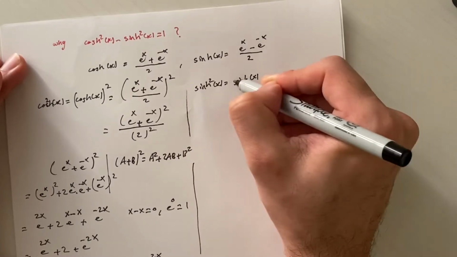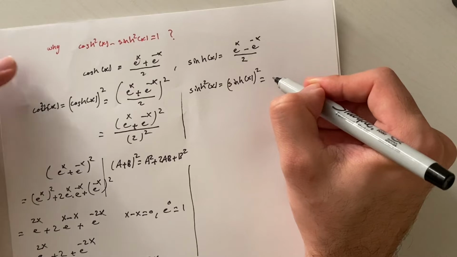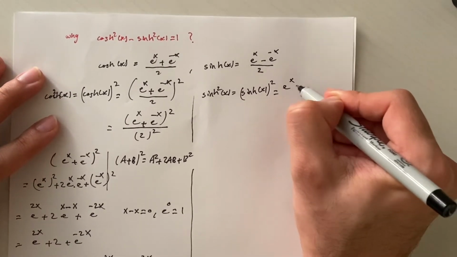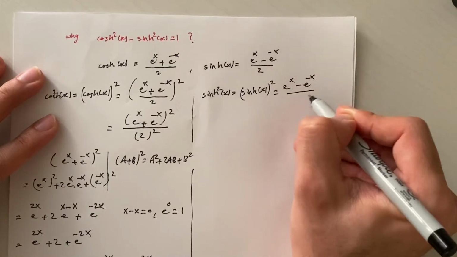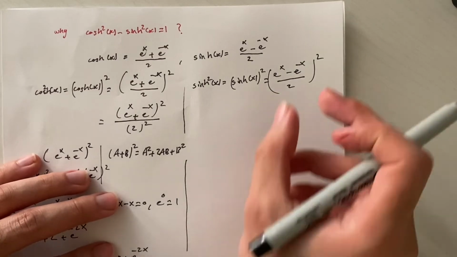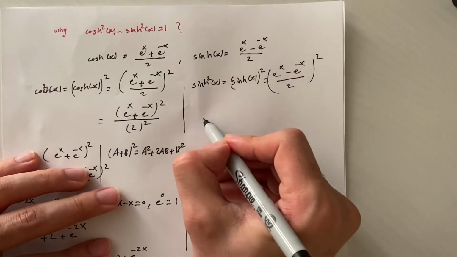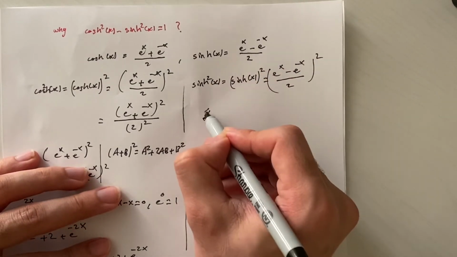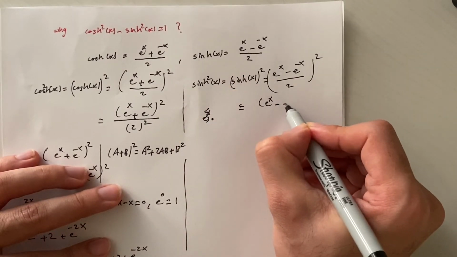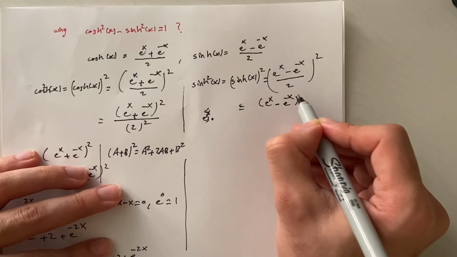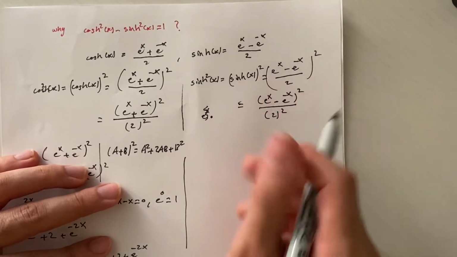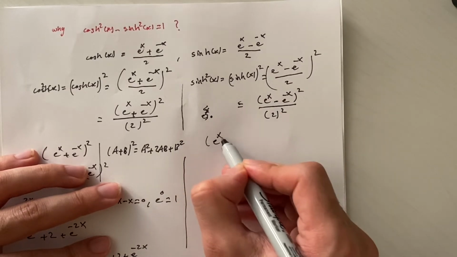Again, sinh square of x is the same as sinh x all squared. So I'm gonna take that fraction and I'm gonna square it again. So I'm just taking the same thing. And before I take the top, I'm gonna first square the numerator and square the denominator. Now I'm gonna take the top term and try to simplify it.